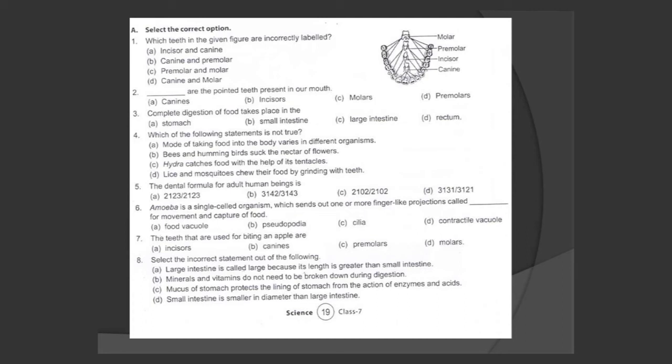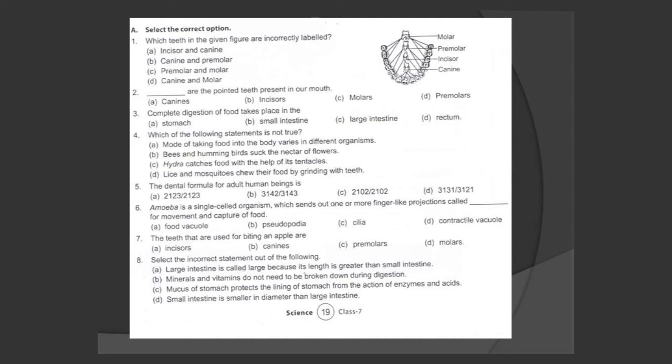Amoeba is a single cell organism which sends out one or more finger-like projections called pseudopodia for movement and capture of food. Option B. Question 7. The teeth that are used for biting an apple are incisors.